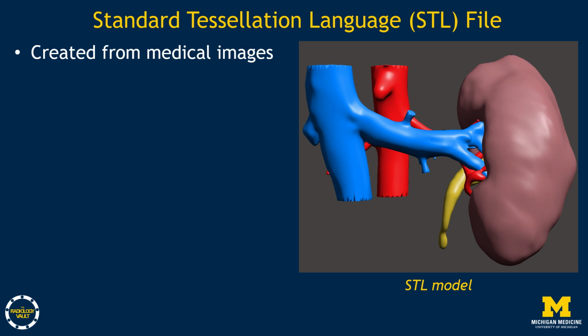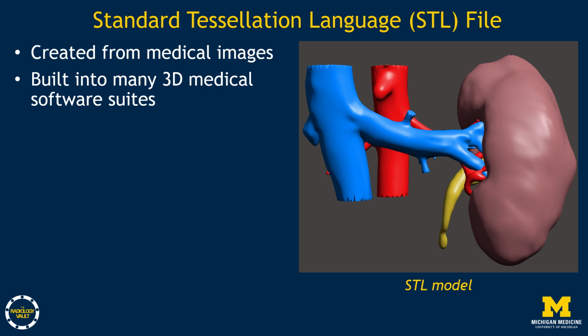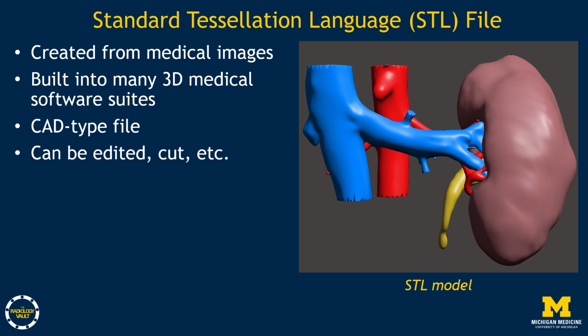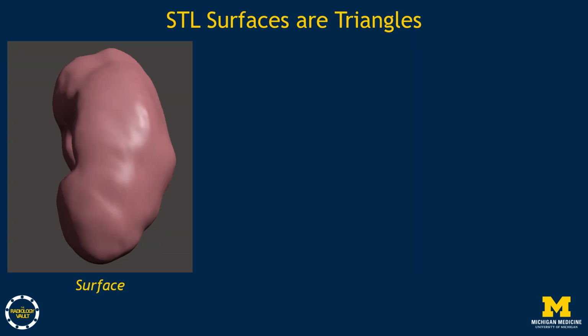The standard tessellation language, or STL file, as I showed, was created from medical images, and creation of these files is built into many 3D medical software suites. This is a computer-aided design type file, which can then be edited, cut, or other things. Eventually, the file can be printed on various different types of printers.